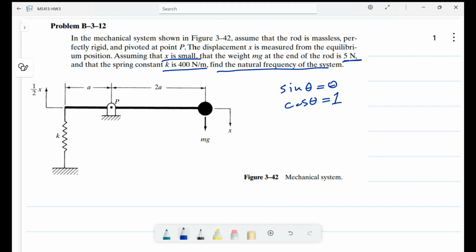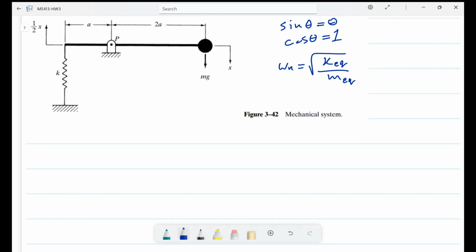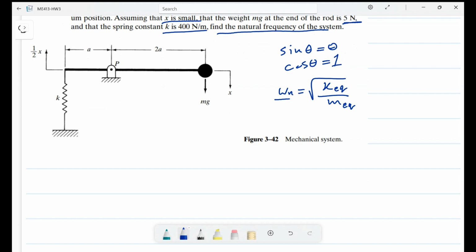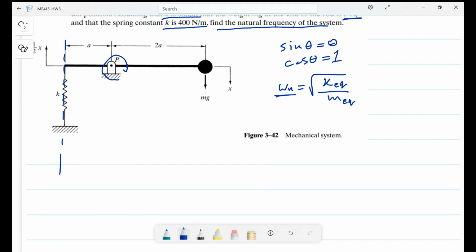Find the natural frequency. The natural frequency, if you remember, is k equivalent of the system over m equivalent of the system, or simply k over m. So to find the natural frequency, first we need to derive our equation of motion. To derive our equation of motion, first we need to identify our degree of freedom. In this system we have only one degree of freedom, which is theta. So we will use that as our degree of freedom.